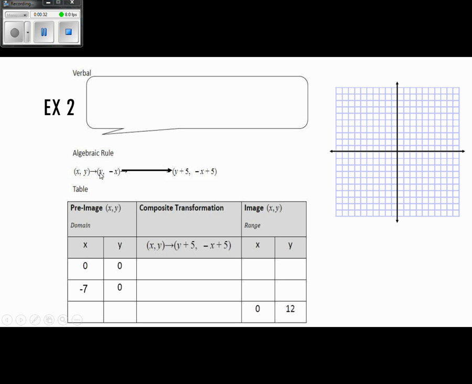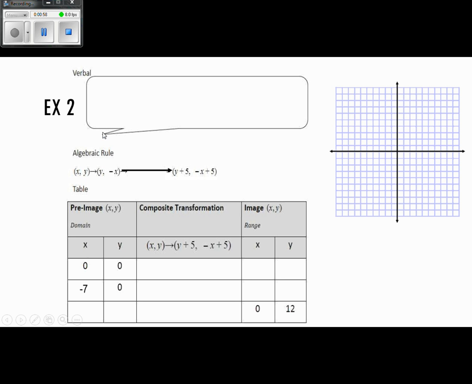So, looking at our first rule, my original x, y points are going to transform into y, negative x. So x and y will trade places, they'll swap spots, and then your original x, or your new y's, will change signs. Okay, so let's think about what transformation has the rule y, negative x?